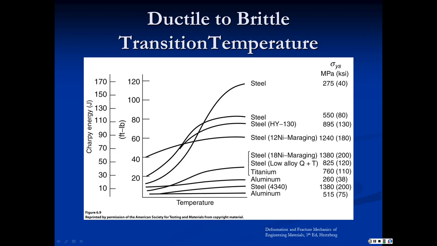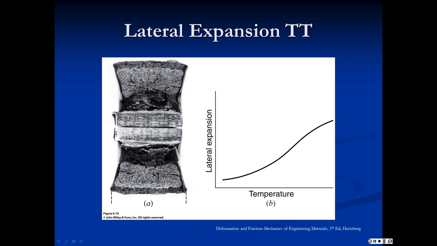There's a bunch of different materials. You see here's aluminum. 4340 in this case has been strengthened. Yield strength is very high, 200 ksi, and so this high-strength material is going to see a decline in toughness with temperature. And so you see the range of behaviors here.